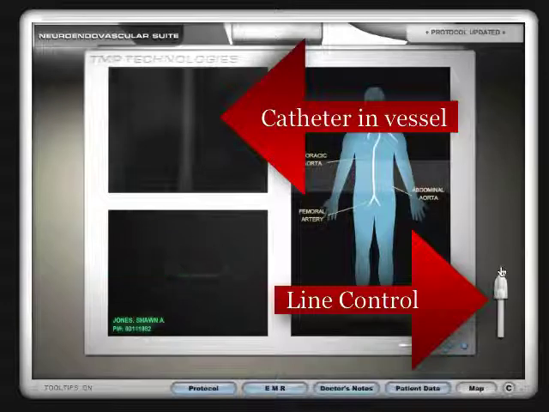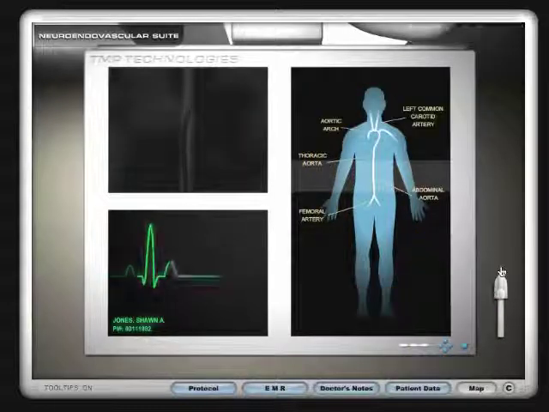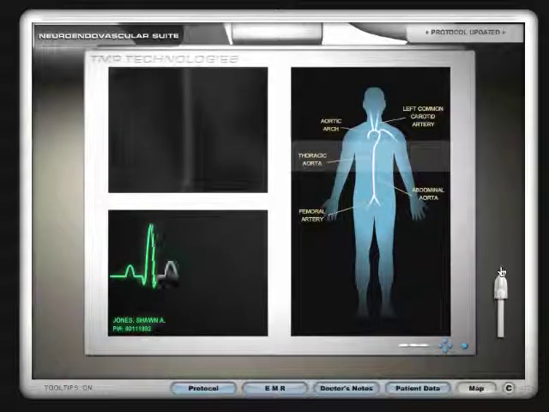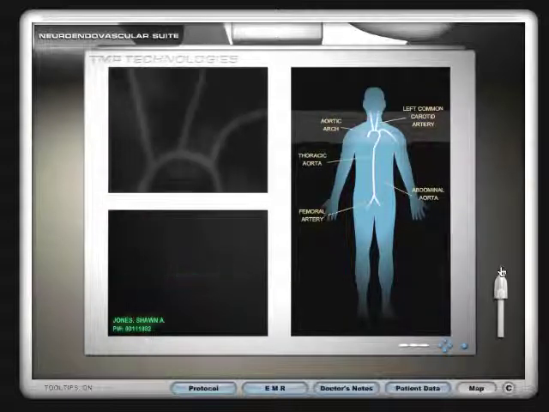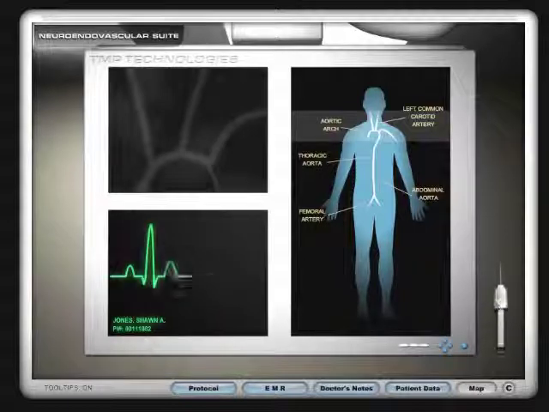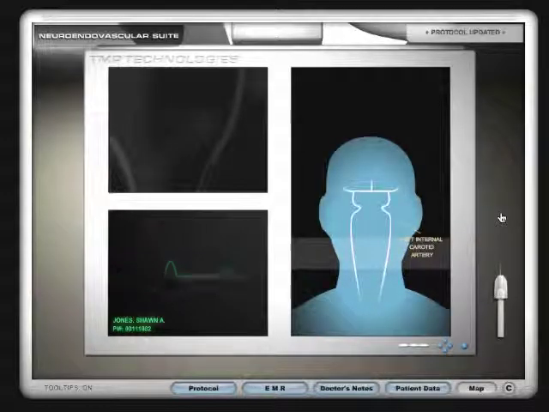Once into the patient's neck area, move more slowly and twist the line control to move into the correct vessels. Even though the student tutorial reminds students that the human image on the right is only for the benefit of this simulation and does not represent the actual procedure, it may be helpful to remind students of this.